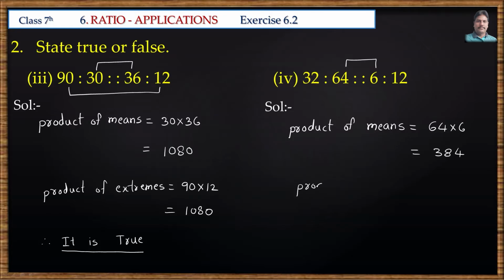Now calculate product of extremes. The extremes are 32 and 12. 32 into 12. 12 2s are 24. 12 3s are 36 plus 2, 38. This is also 384. Therefore, both the products are equal. The given proportion is true.